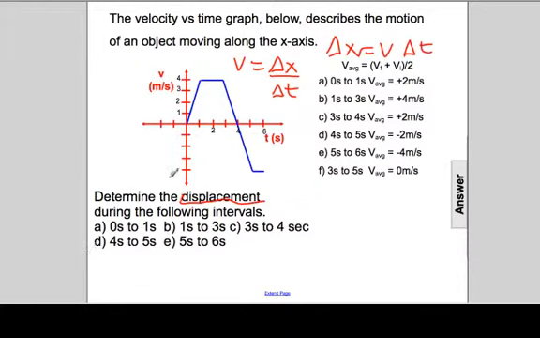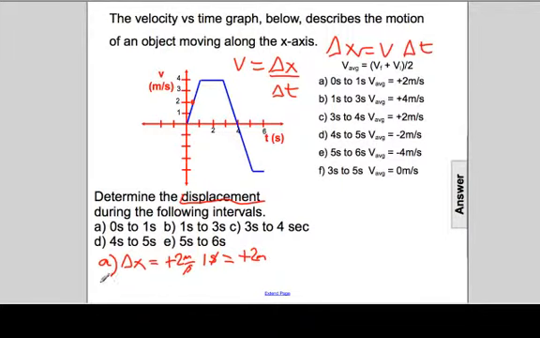In the first computation, we'll solve for the displacement in the first interval from 0 to 1 second. So if we go back and look, our average velocity in the first second was 2 meters per second. So that displacement would be equal to the average velocity, positive 2 meters per second, times the elapsed time, 1 second. So that displacement is 2 meters per second times 1 second. Cancel, cancel. Positive 2 meters.